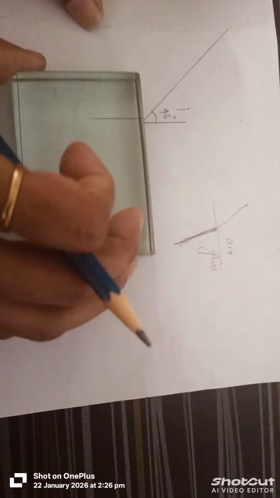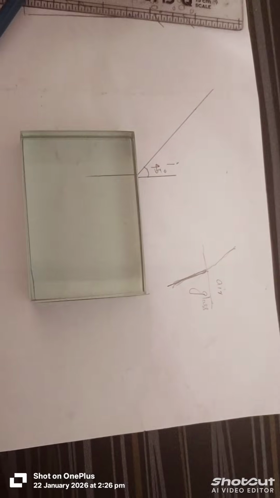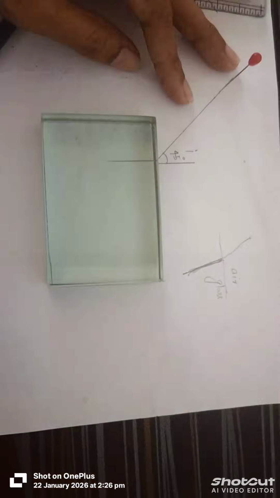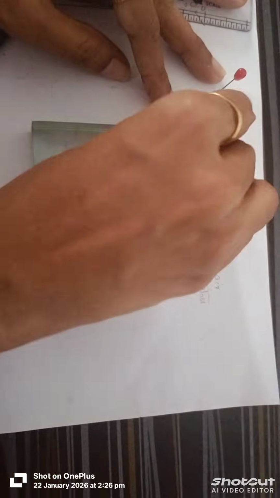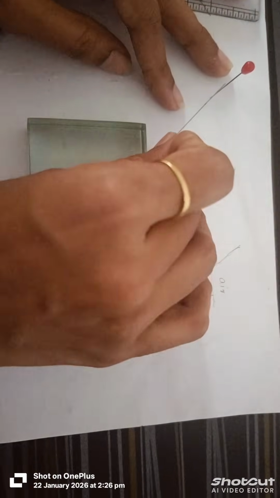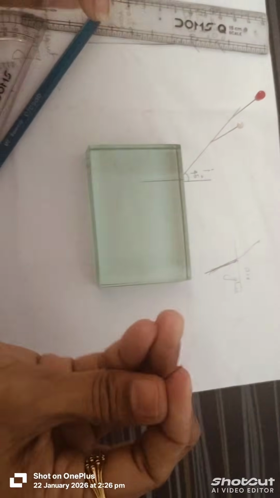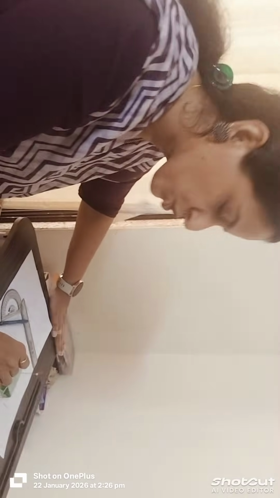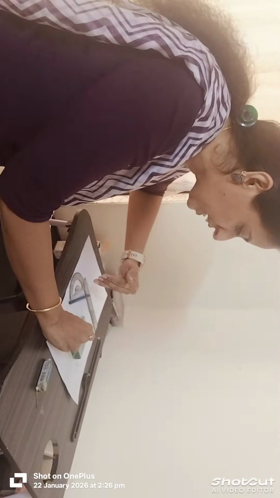Keep the glass slab back in its place. Place 2 pins on the incident ray. Don't keep them very close to the glass slab, a little away from the glass slab. Okay. Take the third pin in your hand. Close one eye. Bend down. Keep the third pin so that you can see the reflection of these 2 pins, and the reflection should come in straight line with the third pin.